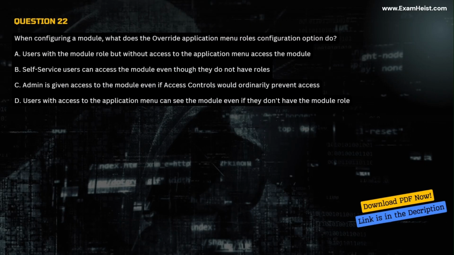Question 22. When configuring a module, what does the Override Application Menu Roles Configuration option do? A. Users with the module role but without access to the application menu access the module. B. Self-service users can access the module even though they do not have roles. C. Admin is given access to the module even if access controls would ordinarily prevent access. D. Users with access to the application menu can see the module even if they don't have the module role.